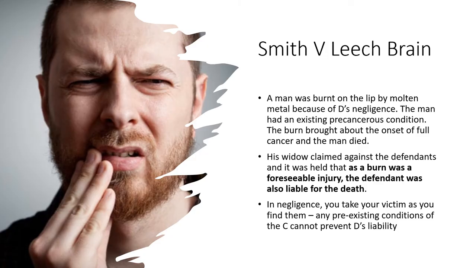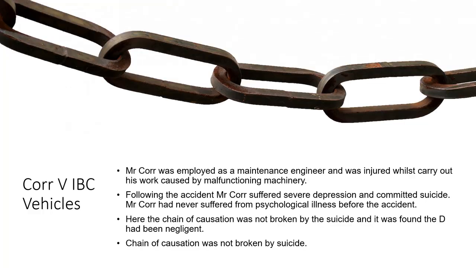So in Smith v Leech Brain, a man was burned on the lip by molten metal because of the defendant's negligence. The man had an existing precancerous condition, and the burn brought about the onset of full cancer, and the man died. Now, his widow claimed against the defendants, and it was held that as a burn was a foreseeable injury, the defendant was liable for the cancer and thus the death as well, because in negligence you take your victim as you find them, and the pre-existing conditions of the claimant cannot prevent the defendant's liability.